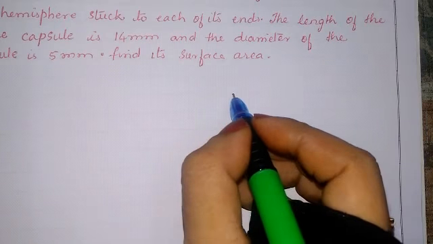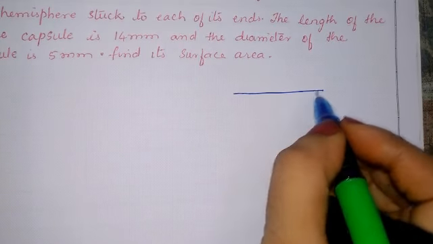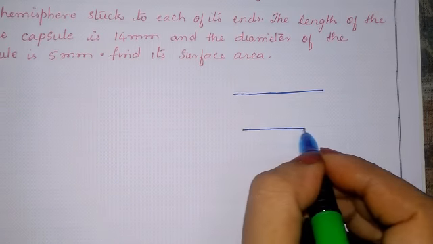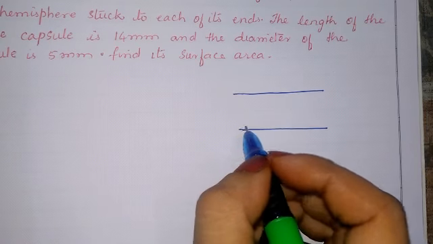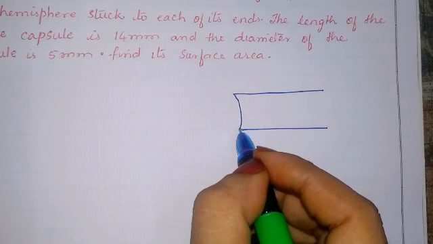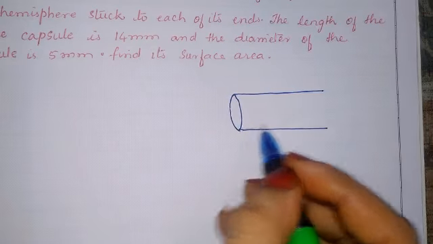Let me draw one capsule as they have described. They have told in the question that a medicine capsule is in the shape of a cylinder. Okay, let me draw one cylinder like this. This is the cylinder.